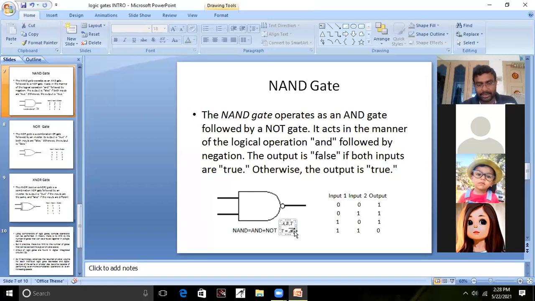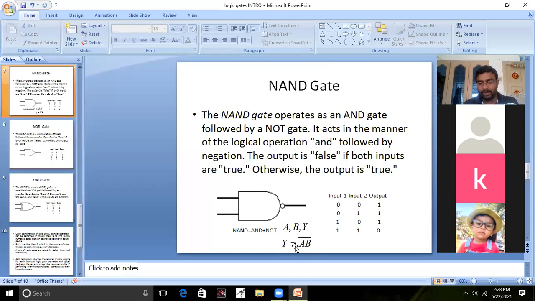Okay, guys, this is your logical expression for the NAND gate. If A and B are my inputs and the output is Y, my output Y is equal to AB whole bar. Guys, tell me, Y equal to AB, which gate? AND gate. Since I'm adding an inverter, I'm getting this bar. Inversion of your AND gate, AB bar.